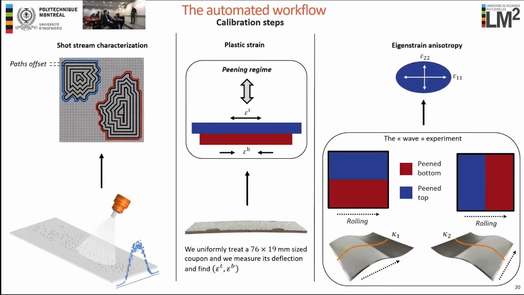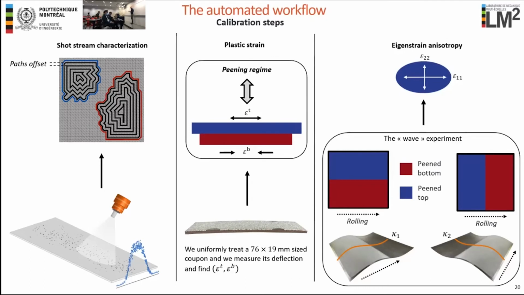And the third calibration step is characterization of the material anisotropy of the aluminum plates. So where does it come from? It comes from the rolling process, which is used to fabricate the plates. In fact, the material properties of the plates are slightly different in the rolling and in the transversal directions. So for this reason, even a perfectly symmetrical impact induces slightly different eigenstrains in these two directions.